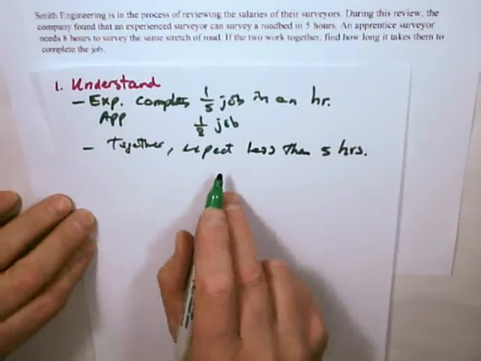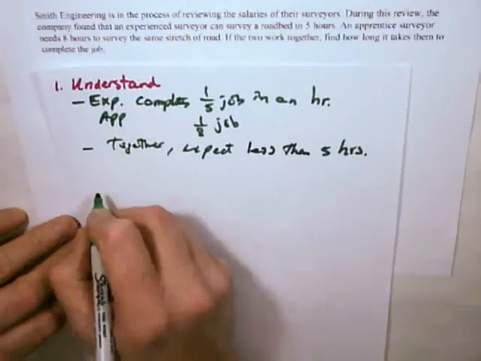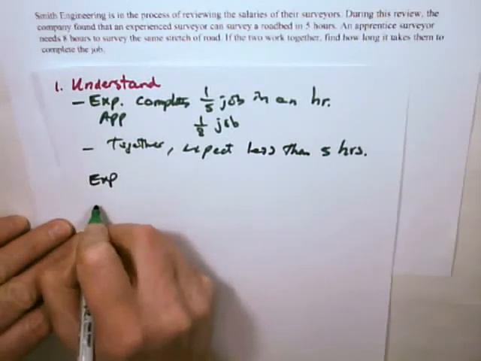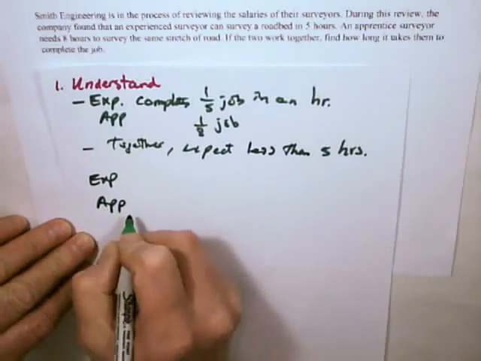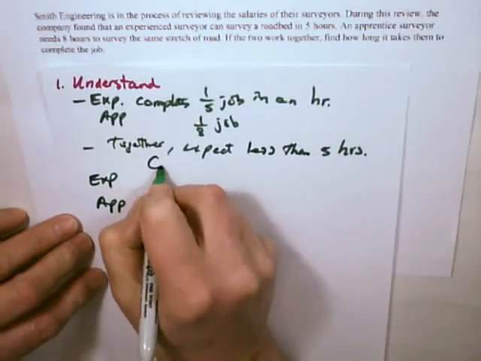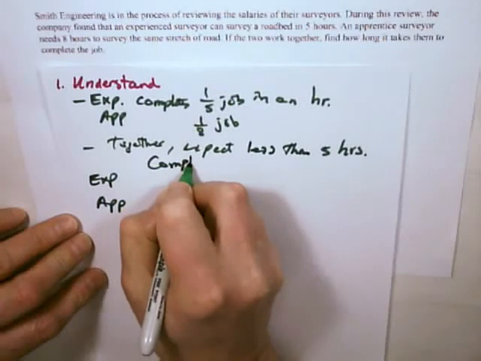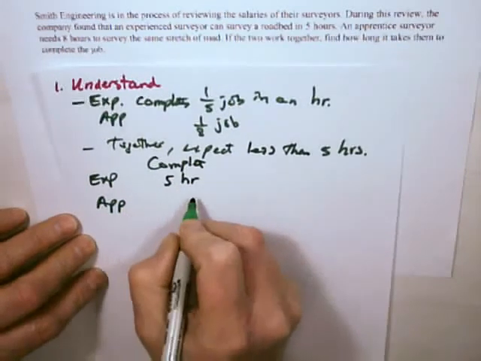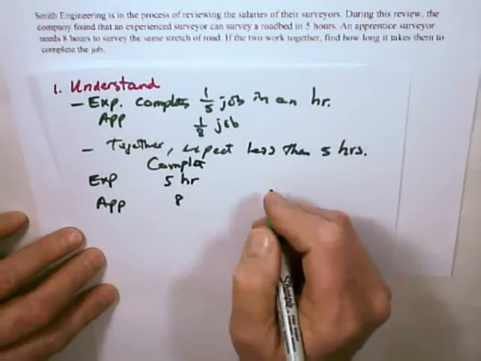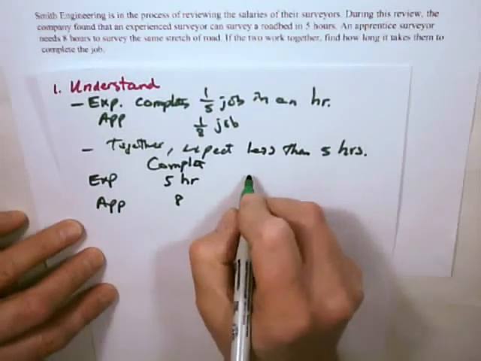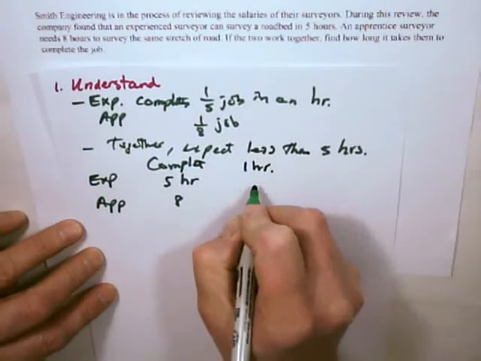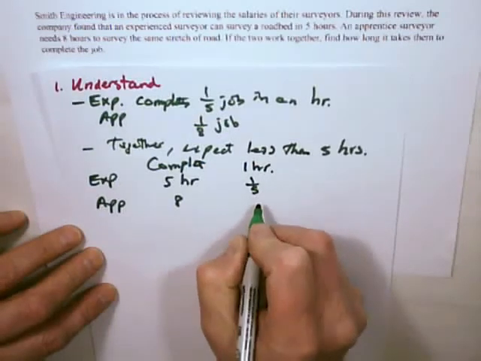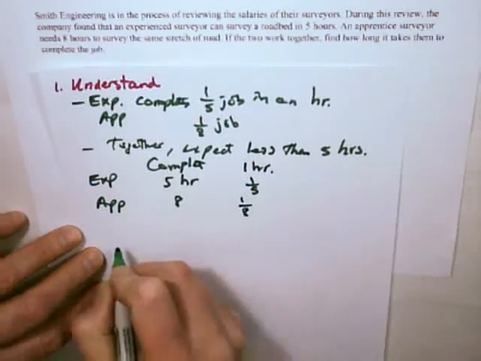I'm going to summarize all this stuff in a table. And here's how you set up that table. The experienced person and the apprentice complete the job in 5 hours and in 8 hours. And then in 1 hour, this person does 1/5 of the job, and this person does 1/8 of the job.